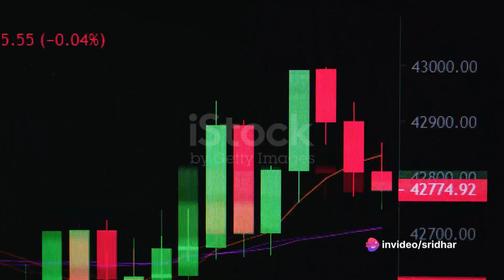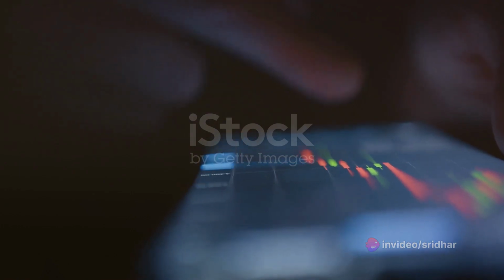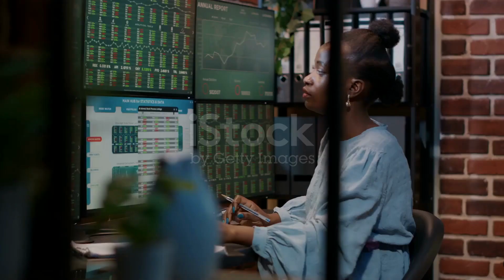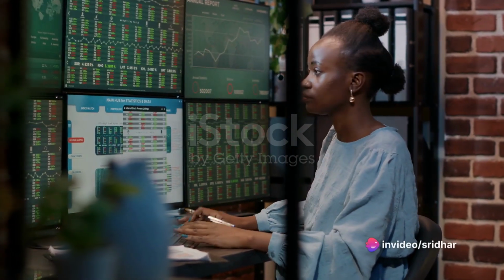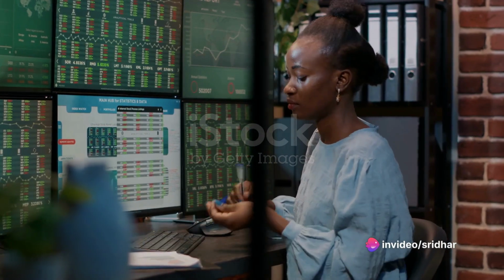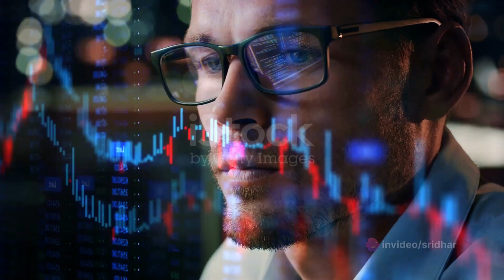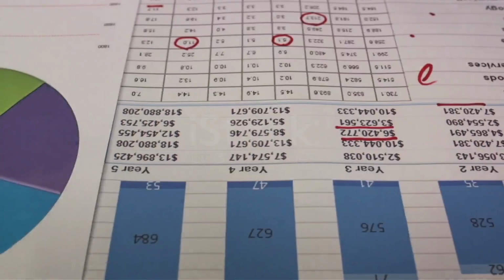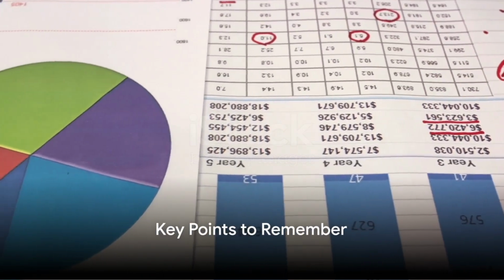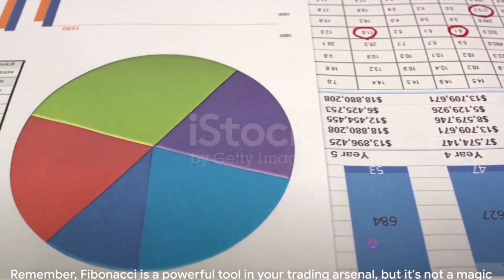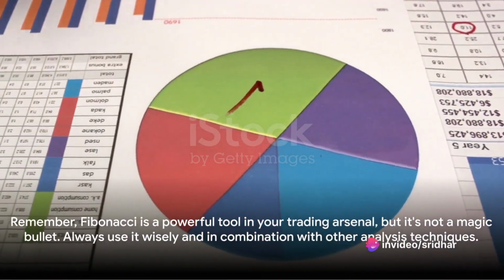And there you have it, a step-by-step guide to using Fibonacci extensions. With practice, you'll find it easier to identify swing highs and lows, draw the extensions, and interpret the potential price targets. By now, you should have a good grasp of how to use Fibonacci retracements and extensions. Before we wrap up, let's go over some key points to remember about Fibonacci retracements and extensions.